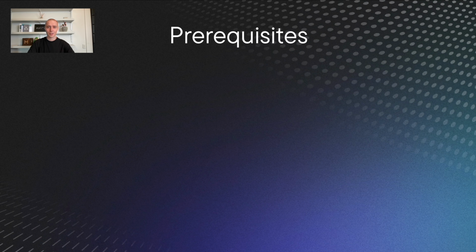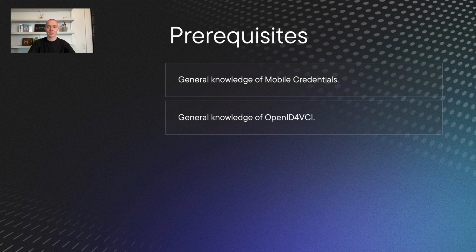I assume that you already know what mobile credentials are and what OpenID for VCI is. If you don't, better fix it before watching further. You can find the literature at our great MATTR Learn platform that has an extensive description of all of the technical details related to mobile credentials, their issuance, storage and presentation, and much more. The link to MATTR Learn is in the description of the video.